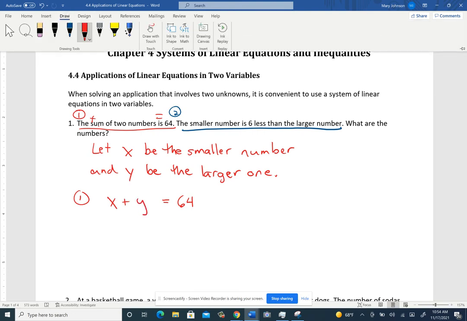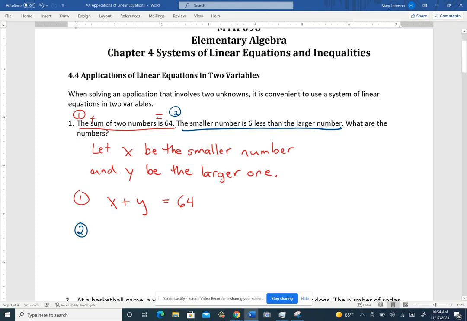All right, now let's do the second equation. Okay, so for the second one, I'm going to read through it real quick. The smaller number is 6 less than the larger. And I'm looking for that equal sign. So that's going to be where the word "is" is located. Then I'm looking at how on the left side I have the smaller number, and I said the smaller number was x. So that's going to be x.